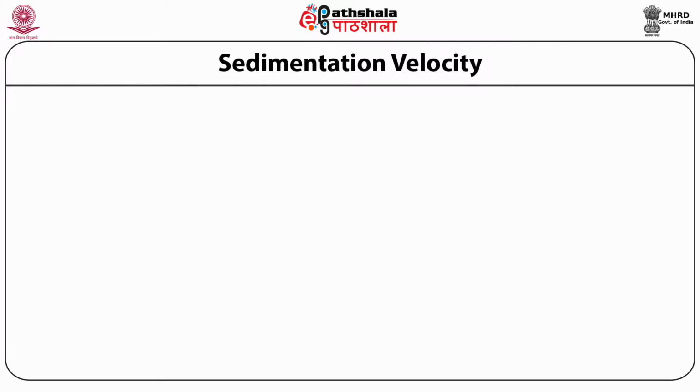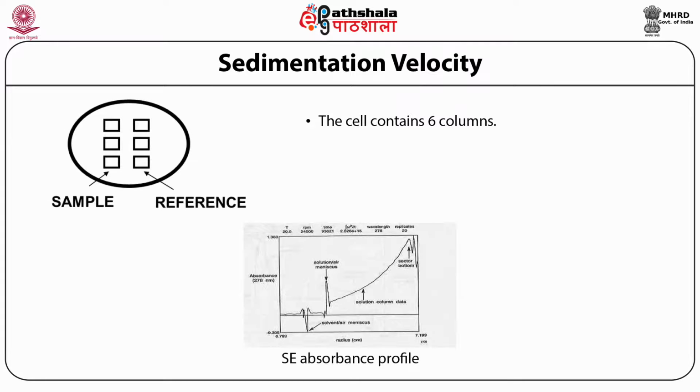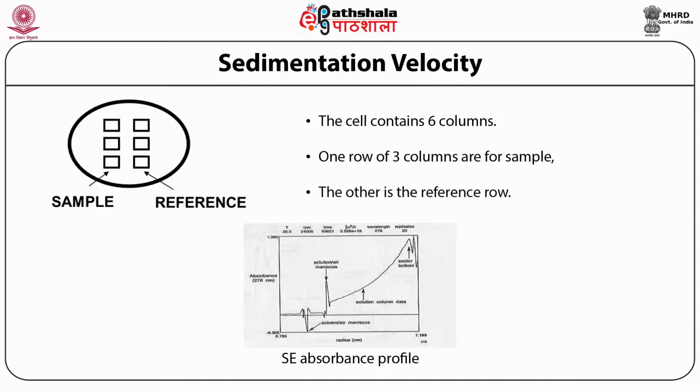Now another example is sedimentation equilibrium. In the case of sedimentation equilibrium, the cells contain 6 columns: one row of 3 columns for the sample and the other 3 for the reference. One row is the sample row and the other row is the reference row containing only solvent. In the sedimentation equilibrium experiment, the reference column is matched with more than one sample column.